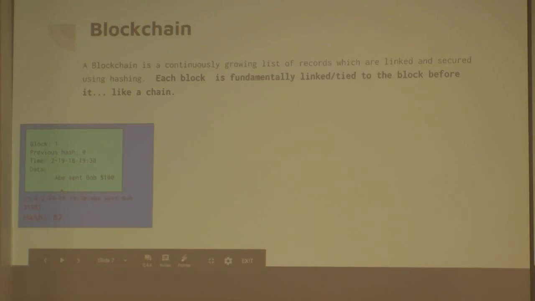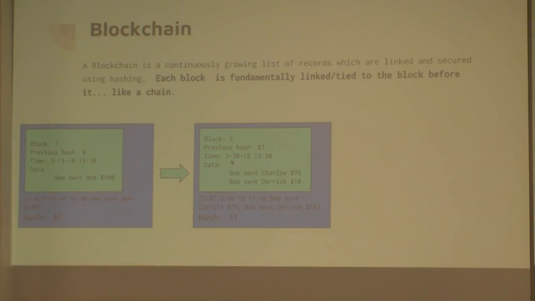This is the format of what we're hashing: we're taking 1, 0, the date, and then the message. Now we have a second block. We take the previous block's hash, the date, and two pieces of data: Bob sent Charlie $75, Bob sent Derek $10, and again we're hashing that. So this 31 depends on the fact that this number is 87. If this block changes at all, then this hash won't be 87, and then this block will be invalid.